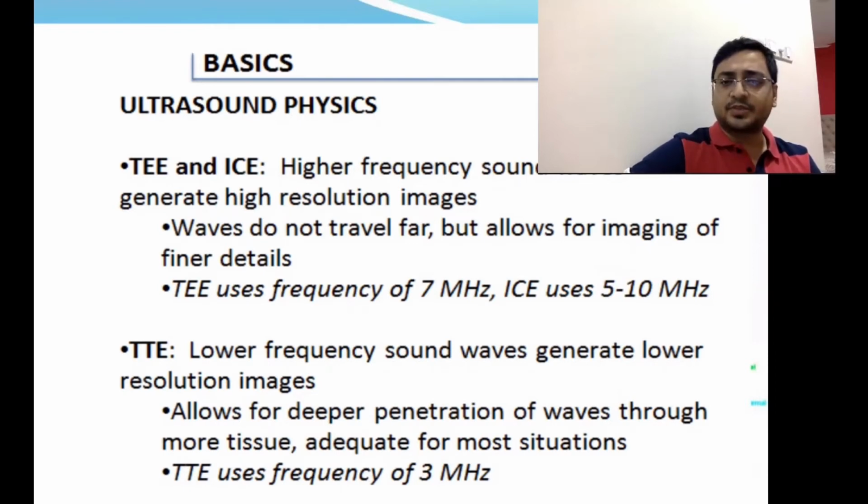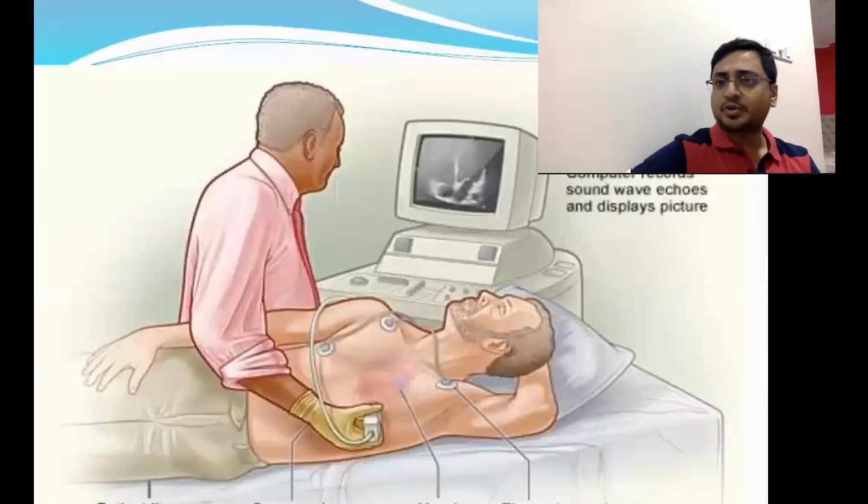Transesophageal echocardiogram usually uses a frequency of 7 megahertz, and intracardiac a little bit higher, approximately 5 to 10 megahertz. TTE, the standard study we see in the echo room, uses lower frequency sound waves, and its resolution is comparatively lower than TEE or intracardiac imaging. But one important aspect of TTE is that it allows deeper penetration of waves through more tissue, adequate for most situations. So it is the most commonly used echocardiography technique for diagnosing most diseases in the cardiovascular spectrum. Transthoracic echocardiogram uses a frequency of about 3 megahertz, which depends on the scenario, but on average is 3 to 4.5 megahertz.